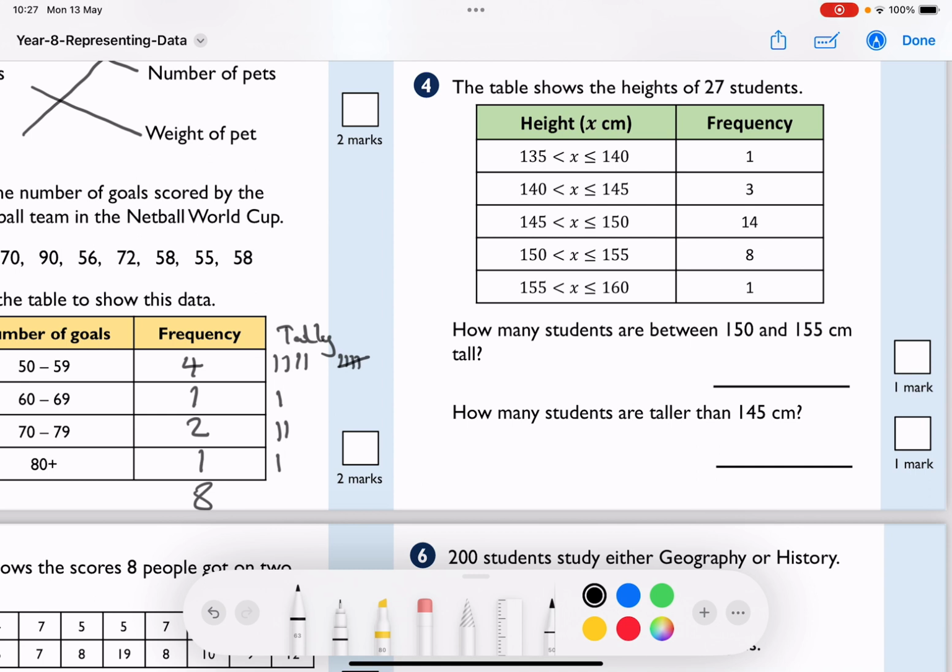How many students are between 150 and 155 centimetres? Well, 150 to 155 is in here, and their frequency is how many? So that is 8. How many students are taller than 145? Well, taller than 145 is anything from here all the way to here. And if I do 14 plus 8 plus 1, 22 plus 1 is 23.